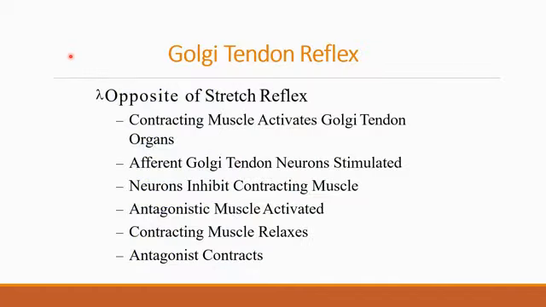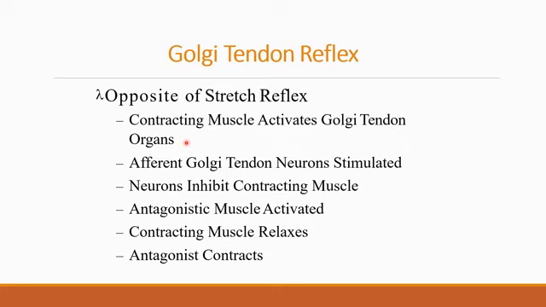So proceeding to the next reflex, that is the Golgi tendon reflex, or inverse stretch reflex, or inverse myotatic reflex. Inverse means the opposite, so opposite of the stretch reflex. That's why the name Golgi tendon reflex or inverse stretch reflex. It is produced by contracting the muscle, which activates the Golgi tendon organs. The Golgi tendon organs are present in the tendon of the muscle.